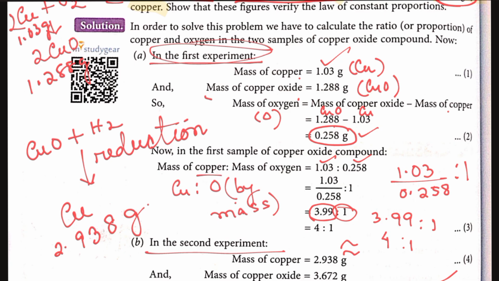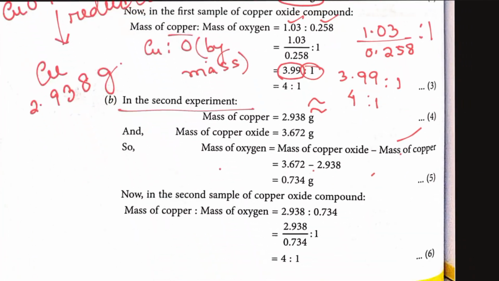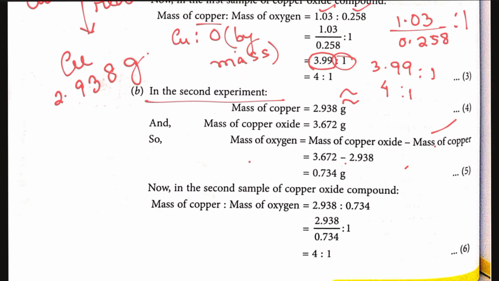Now definite proportion means from whichever experiment you obtain, the ratio of the mass of copper and oxygen should always remain fixed. So let us check in the second experiment. Mass of copper is 2.938 gram. Mass of copper oxide is 3.672 gram. You can subtract the mass of copper from copper oxide and you will get the mass of oxygen. Once you get the mass of oxygen and you know the mass of copper, you can always find the ratio.